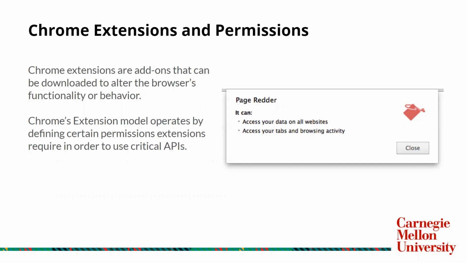Chrome permissions basically define the capabilities of the extension by limiting which APIs it can use. Our project is to investigate how permissions are used in the wild and how secure these current practices are.